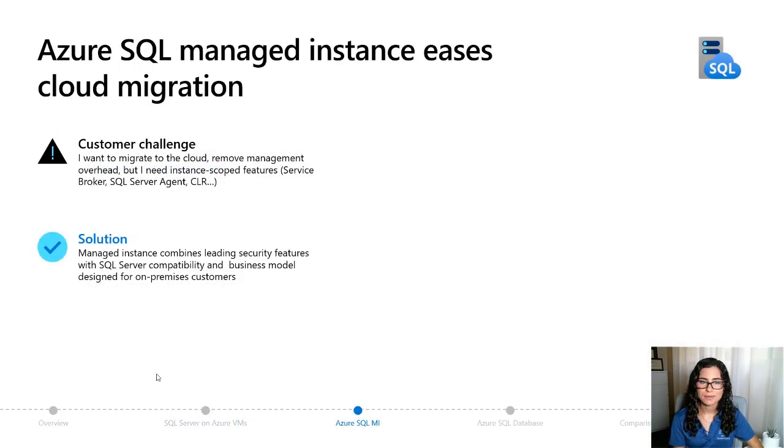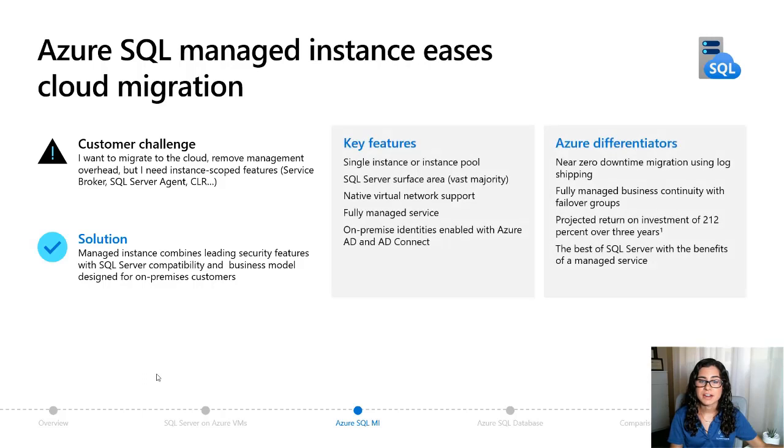All right, so let's talk about a PaaS service. This first one is Azure SQL MI, or Managed Instance. Why we built this product is because a lot of people wanted to move to a PaaS service like Azure SQL Database. However, they needed some instance scoped features. When I say instance scoped features, I mean things like service broker, database mail, SQL Server agent, CLR, those sorts of capabilities that you don't get in Azure SQL Database because you just get a database. We're able to bring those to Managed Instance because you get more of the surface area of SQL Server.